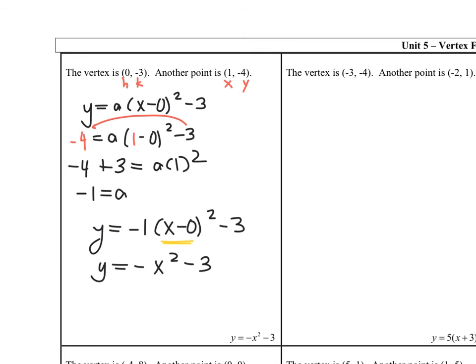So again, go to the next one, pause the video. If you made mistakes, identify where you made the mistake. Did you plug stuff in incorrectly? Did you isolate for a incorrectly? Make a note of it and really pay attention to it when you get to the second example.